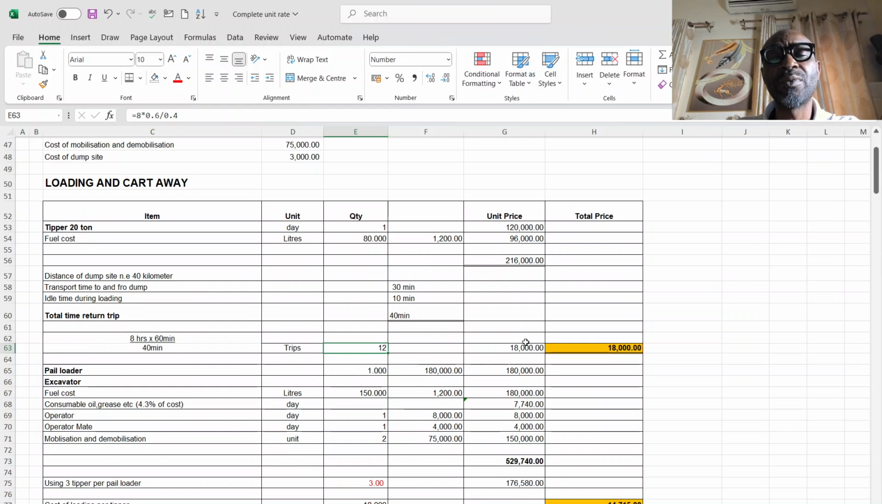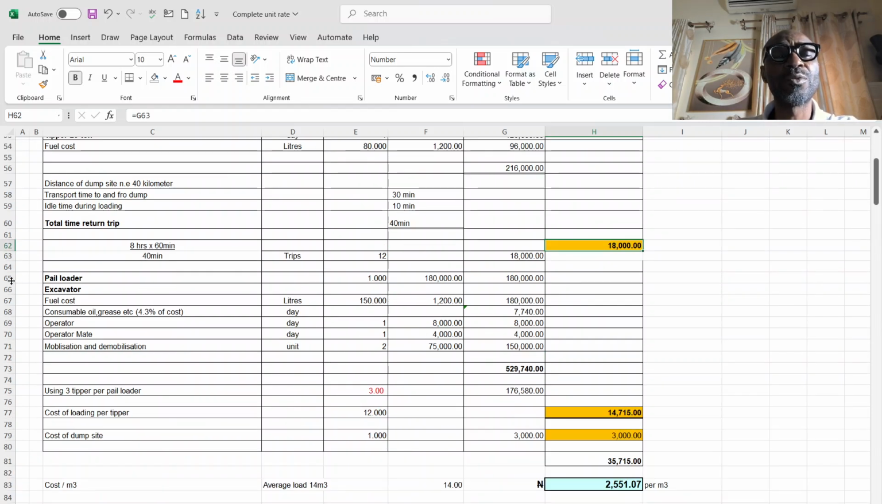So having 12 trips, you now divide the 216, which is per day, by 12 to get the cost per trip. Mind you, our target is to get the cost per cubic meter. So now we are reducing the number of trips to one, so that we can get the volume of what the truck is carrying, then divide the amount by it to get the cost per cubic meter. So we have gotten the cost for the trucks.